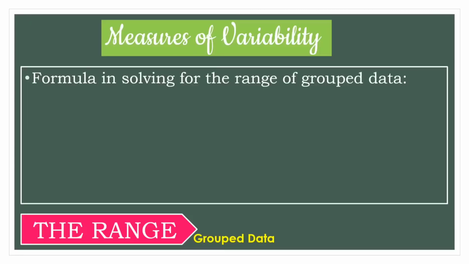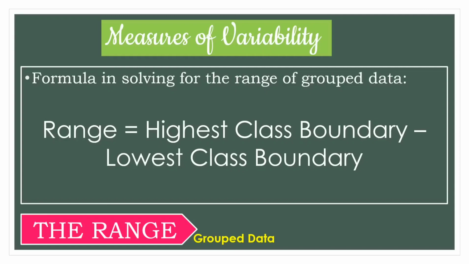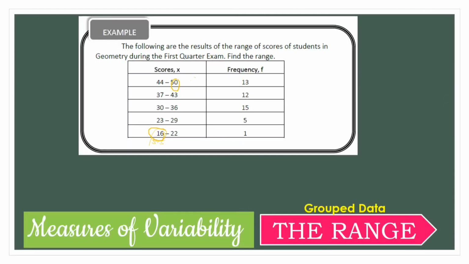If that is for ungrouped data, here is how we solve for the range of grouped data. Our formula is simply this: range is equal to the highest class boundary minus the lowest class boundary. So in this case, we have here an example.